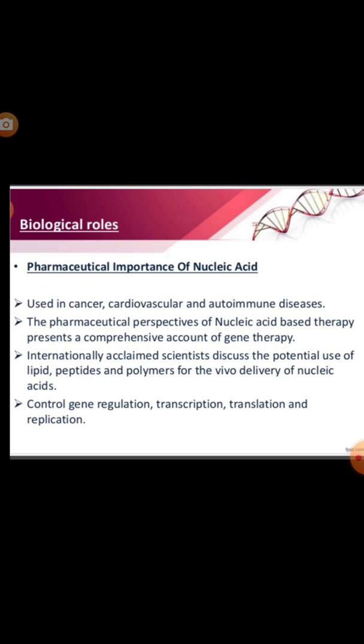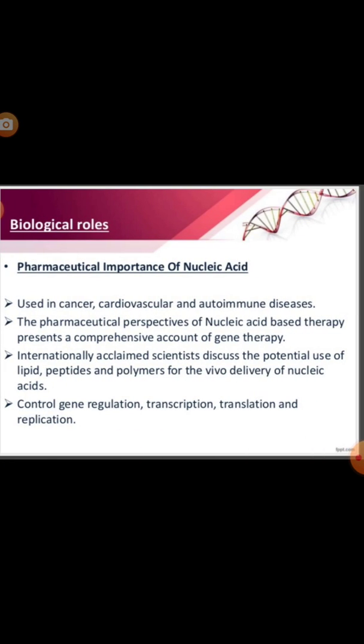Next, internationally acclaimed scientists discuss the potential use of lipids, peptides, and polymers for the in vivo delivery of nucleic acids. In vitro means within the lab, in vivo means outside the lab. If anybody wants to take any nucleic acid, they can get it even outside the lab also.